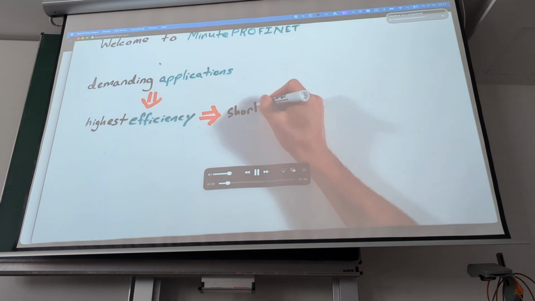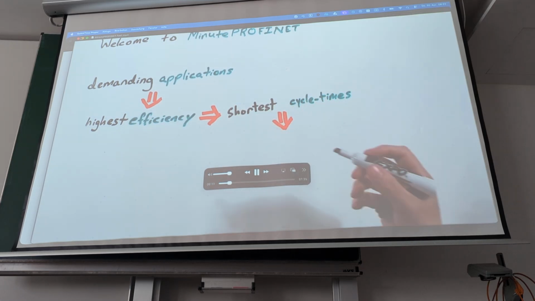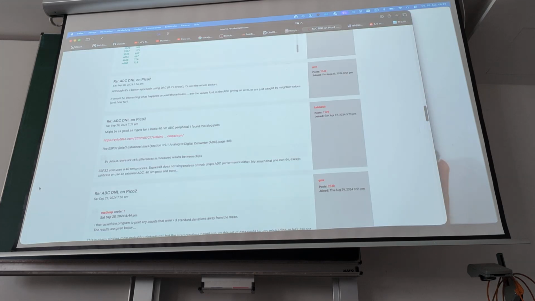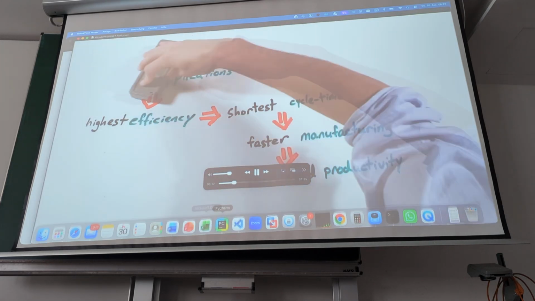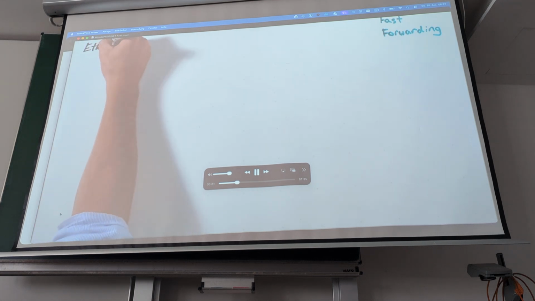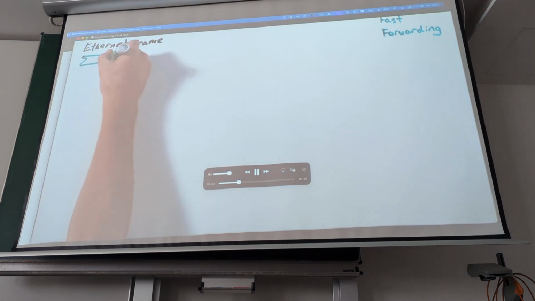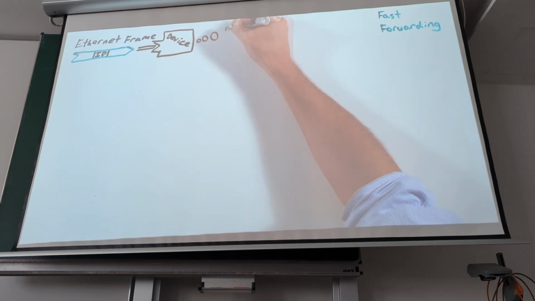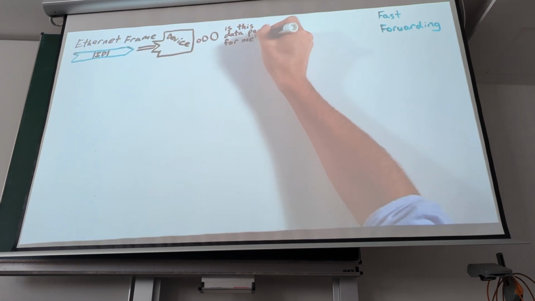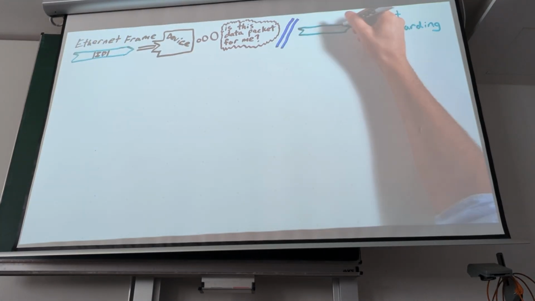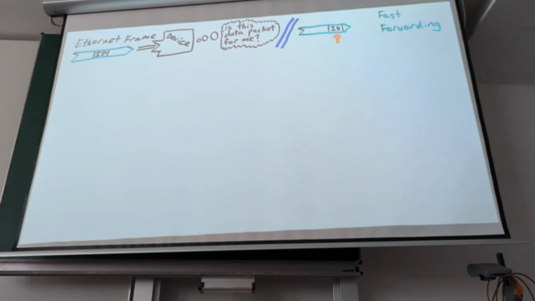Those that require the highest efficiency need the shortest possible cycle times. Shorter cycle times allow the manufacturing environment to be faster, increasing productivity. One method that Profinet employs to increase speed is known as fast forwarding. Every Ethernet frame has an ID built in that tells a node if the packet is intended for it or another device on the network. By moving the ID to the beginning of the frame, it allows the device to decipher sooner whether it should process the data containing the packet or simply forward the frame.